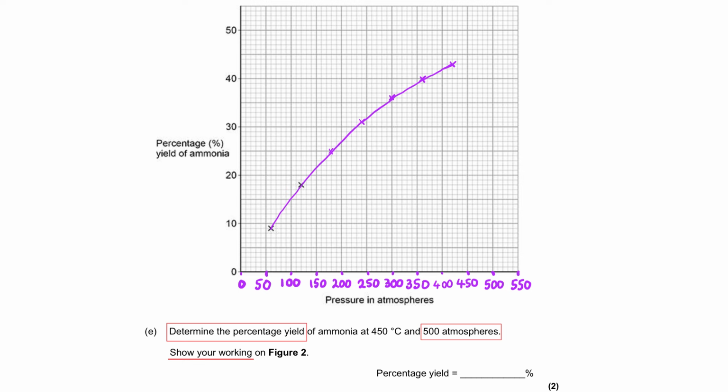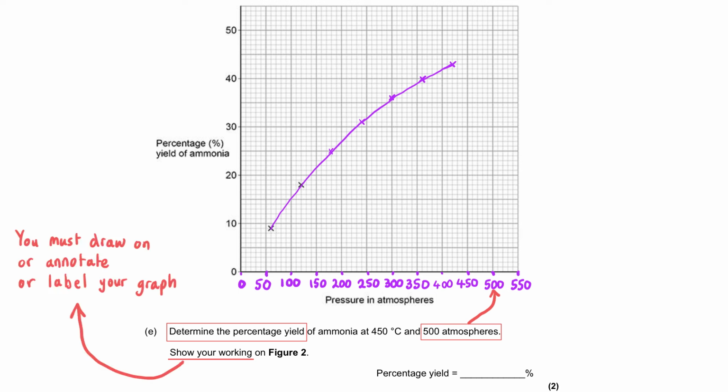The significance of it being 450 degrees C is basically giving us permission to use the graph that we've just drawn, because that was the temperature for all of this data. But 500 atmospheres is a pressure that was not measured, so we don't actually know what the percentage yield is, but we're using our graph to work out what it probably is. And so when they've said show your working on figure 2, that means that there is a mark here for indicating on our graph how we are getting towards our answer.